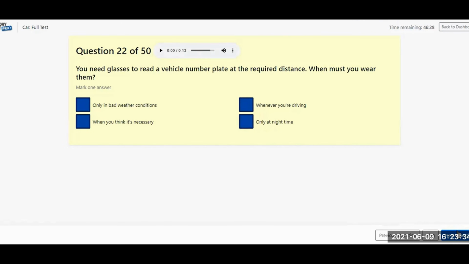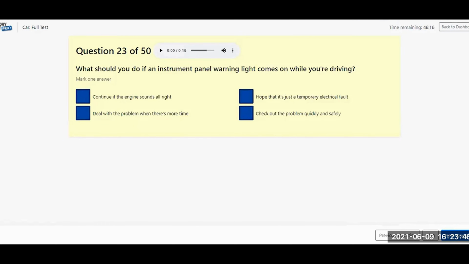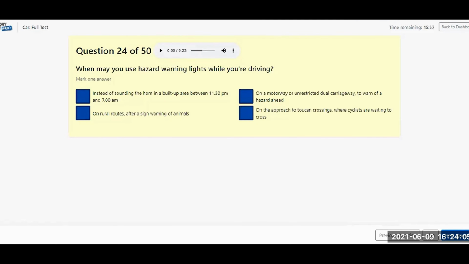Now, you need glasses to read a vehicle number plate at the required distance. When must you wear them? You always need to wear them for your driving, because this is like a law for you now. Because if you can't read without glasses, it means you can't drive without glasses. What should you do if your instrument panel comes up with some lights while you're driving? Again, you can't stop the car in the middle of the road, so you just check out the problem quickly and safely. Again, not in the same place. You look for a quiet, safe, convenient, legal place to stop and park, and then you actually look for it.